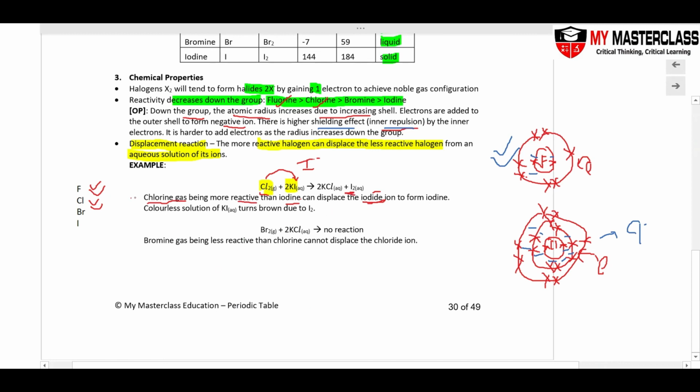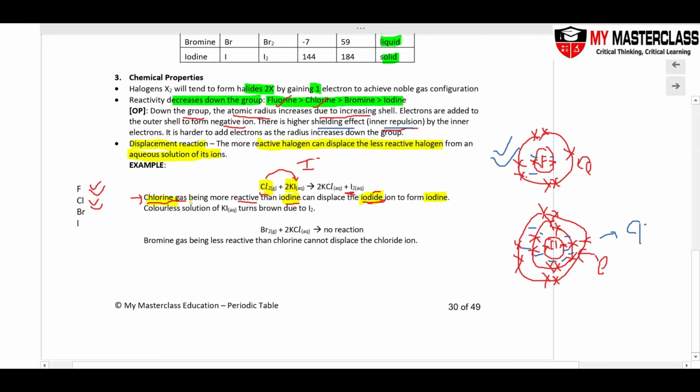All right, so this is what we write to explain why this displacement reaction takes place, okay? Step 1, the element is more reactive than the element. So this more reactive element can displace the iodide because it's kicking the I minus out of the compound. And when you kick it out, it forms iodine. So be careful, don't use the terms interchangeably.